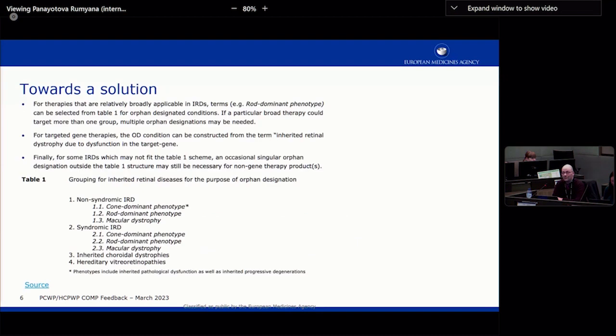And I apologize for the very small letters here because this is a screenshot from the proposal. But what will happen now is that IRDs that now come to COMP, instead of going with treatment of retinitis pigmentosa, there will now be 3 possibilities. If you come with a gene therapy that's very specific, you will just get inherited retinal dystrophies caused by dysfunction of your target gene. The other thing that you have to keep in mind, there will also still be products that are very broad, that do not target just a specific gene.